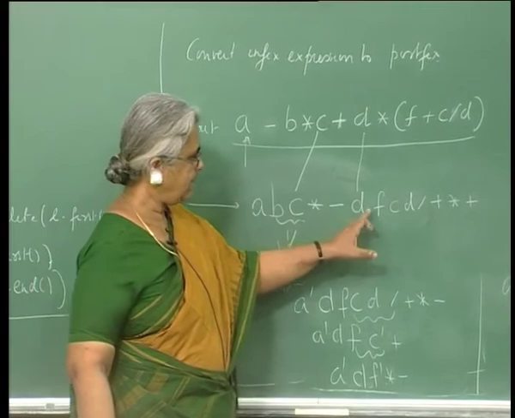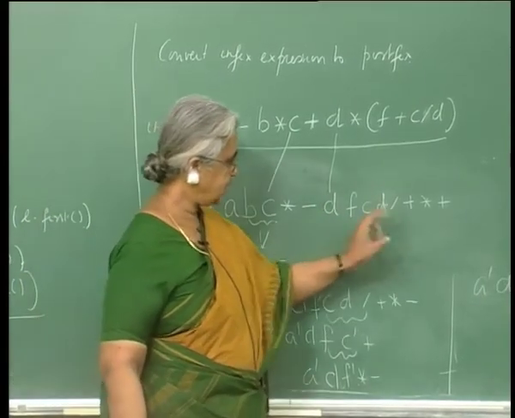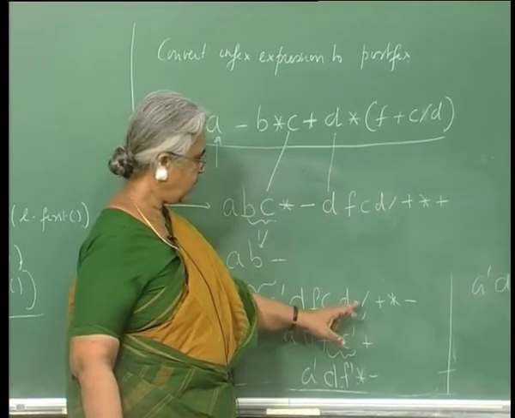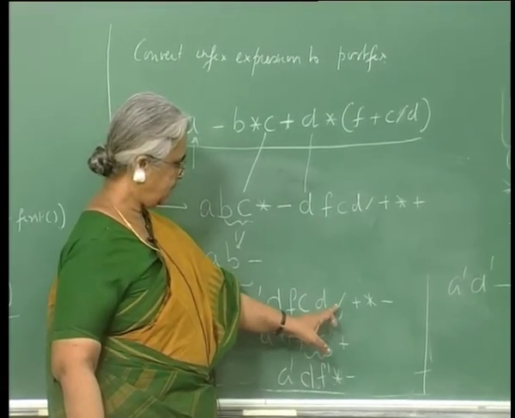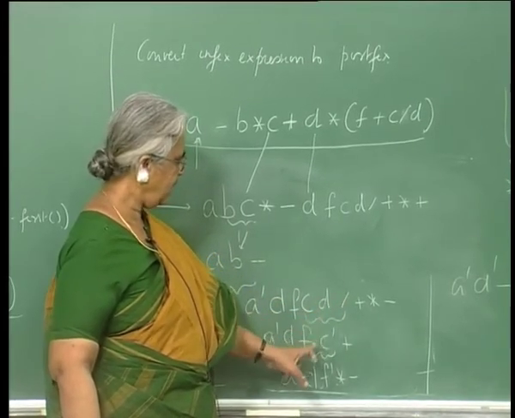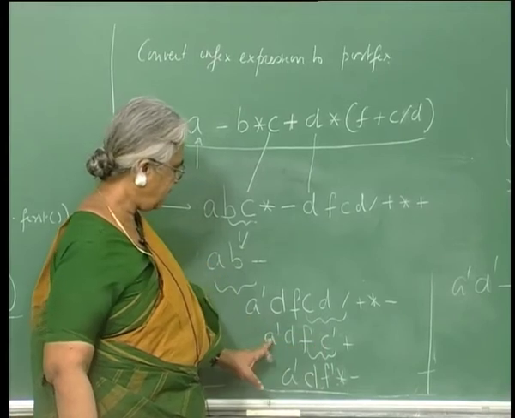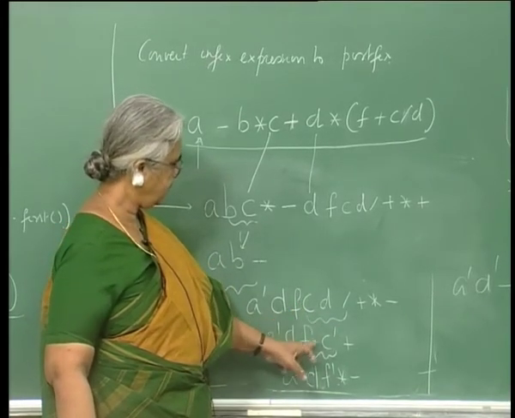Then what happens? I have D, E, F, C, D. Okay, I just put them all together. Then I see a slash. When I see a slash, what do? I take the nearest two operands, okay, divide them. Here the operator is slash, so I divide C by D. I call it C prime. Okay, then I have A prime, D, F, C prime.